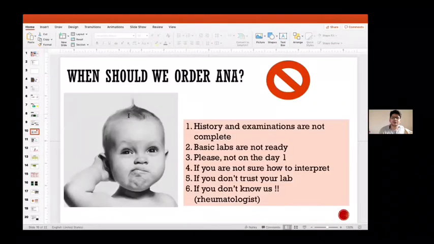Fine. Now this question is always a confusion: when should we order? For this confusion, there are common rules. In this situation, you must not order where history and examination are not complete. If you have not seen the patient clinically, but you are confused, or someone has said that it looks like a connective tissue disorder, let's order ANA. Do not do that. First, complete your differential diagnosis at least. If you do not reach a diagnosis, it's completely fine.